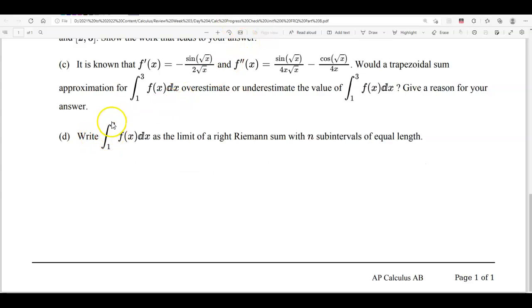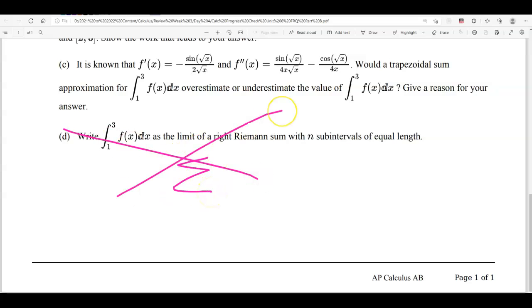Write the integral from 1 to 3 as the limit of a right Riemann sum with n subintervals of equal length. This is the thing that I said I never taught, and we're not going to do it. I guess I didn't catch that when I assigned it today, so you can go ahead and just skip D. We're not going to do that one.